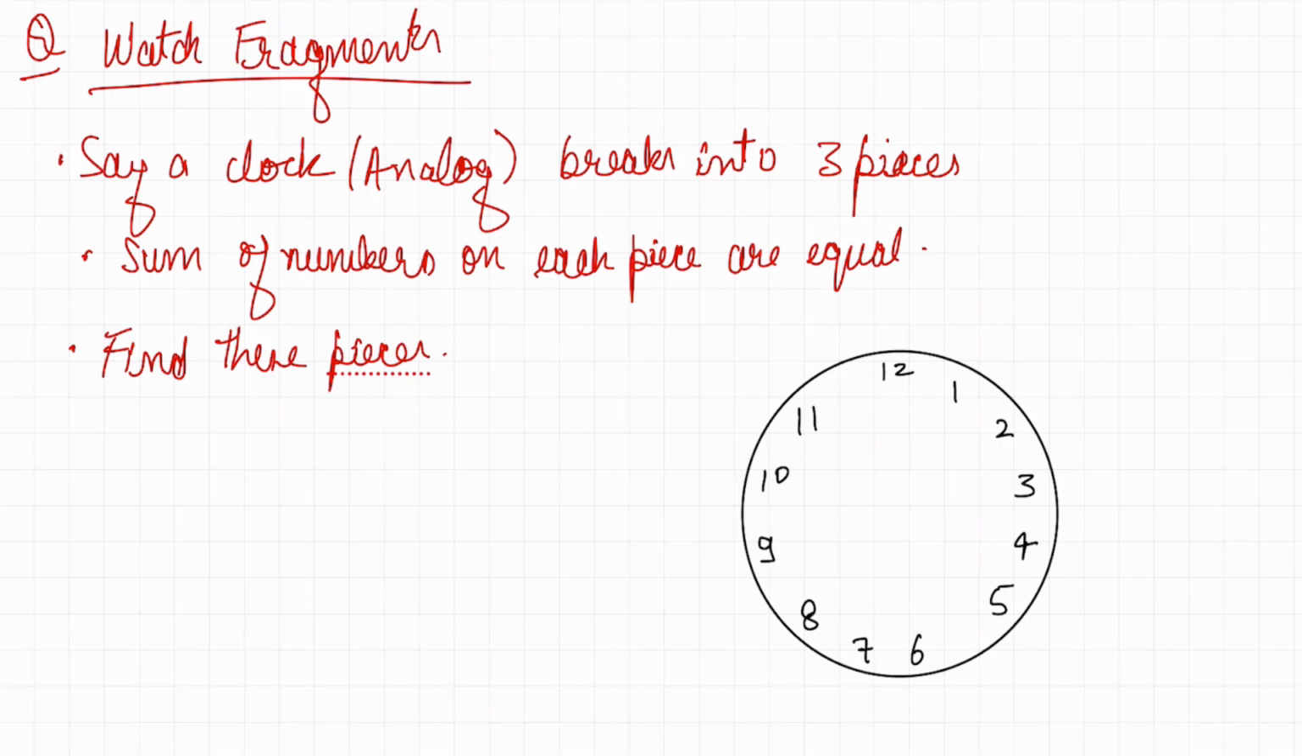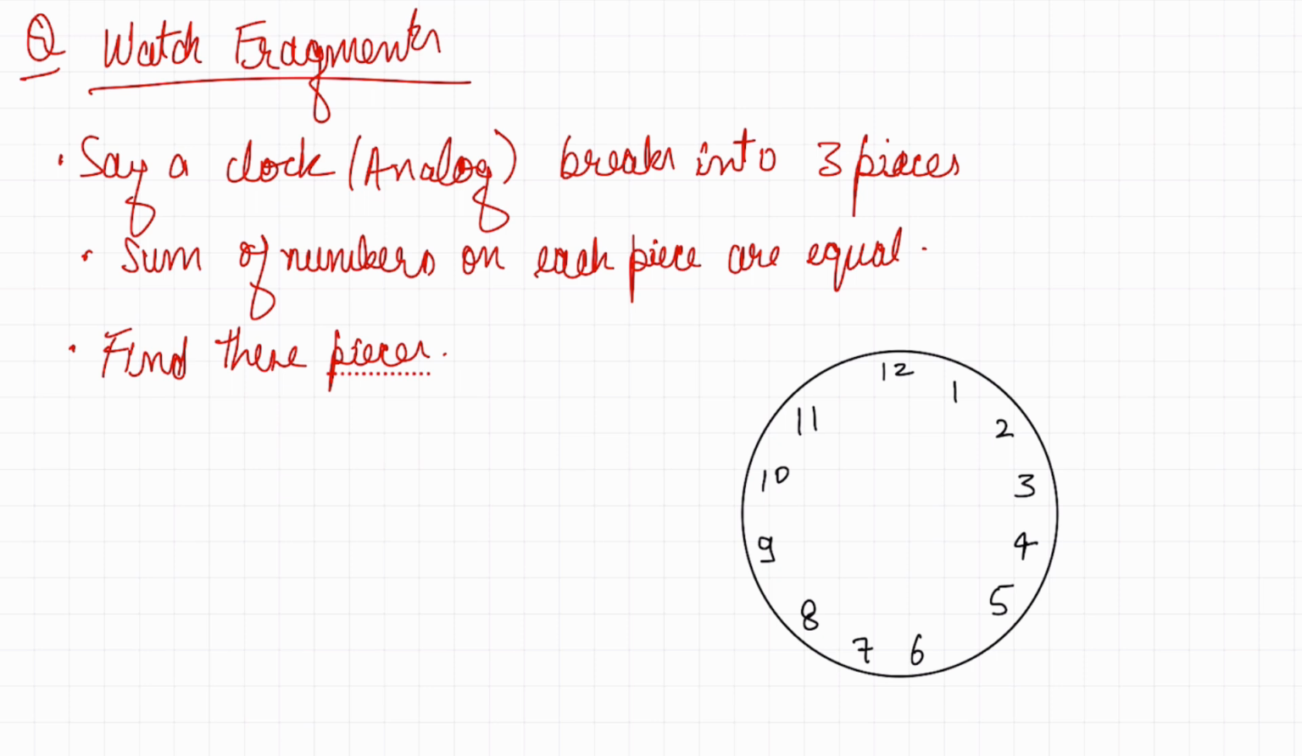Today we're going to talk about another problem, which is watch fragments. Say we have an analog clock, and by analog I mean you have numbers printed on it, like 12, 1, 2, and so on. You must have seen this in one of your homes or offices or wherever. Say it breaks into three pieces.